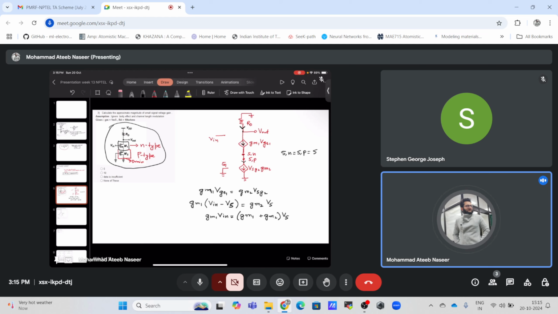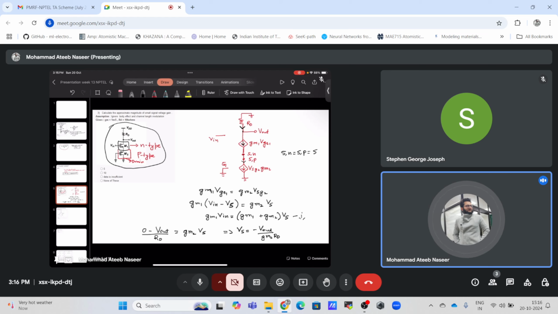So let me write this as equation 1. In order to obtain the second equation, the current flowing is simply 0 minus Vout by RD, a simple KCL, which is equal to gm2 times VSG2. VSG2 is Vs. Or you can simply say that Vs is, in terms of Vout, minus Vout by gm2 times RD. Okay, so let's be specific.